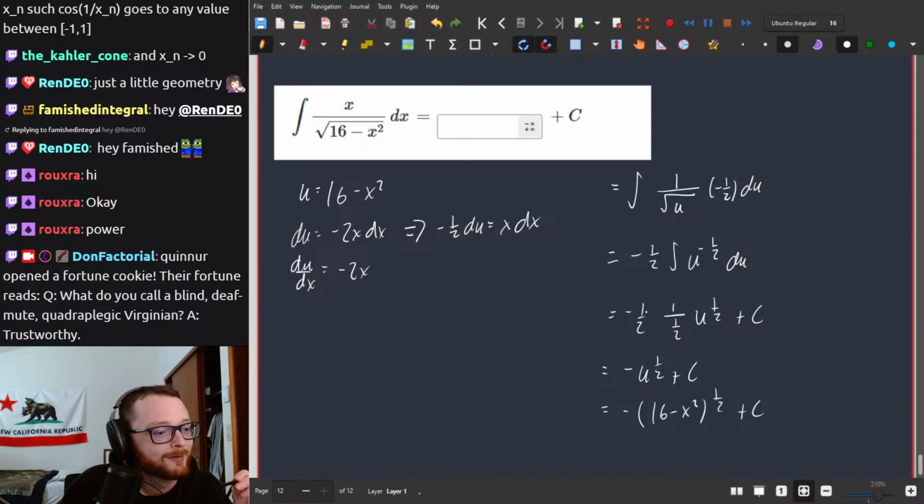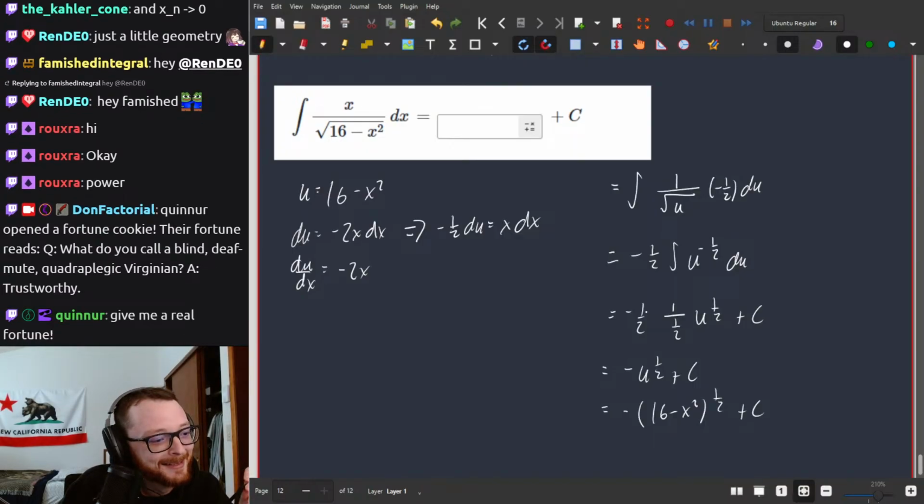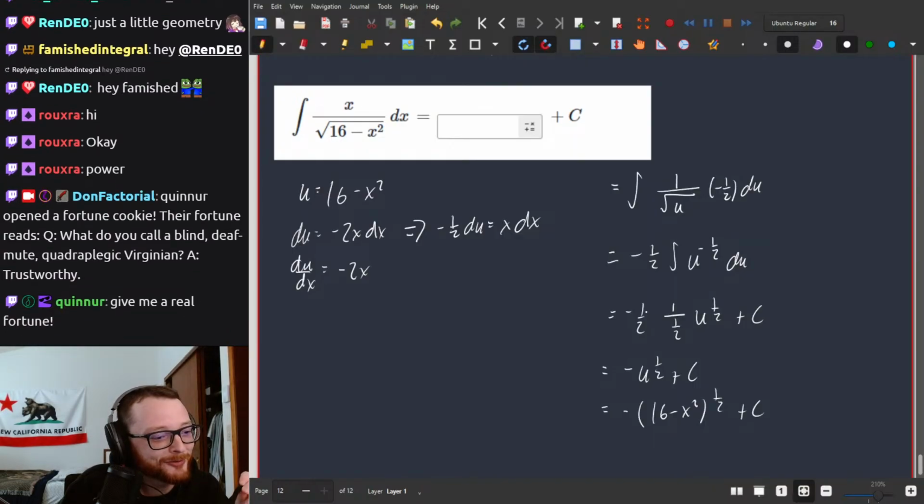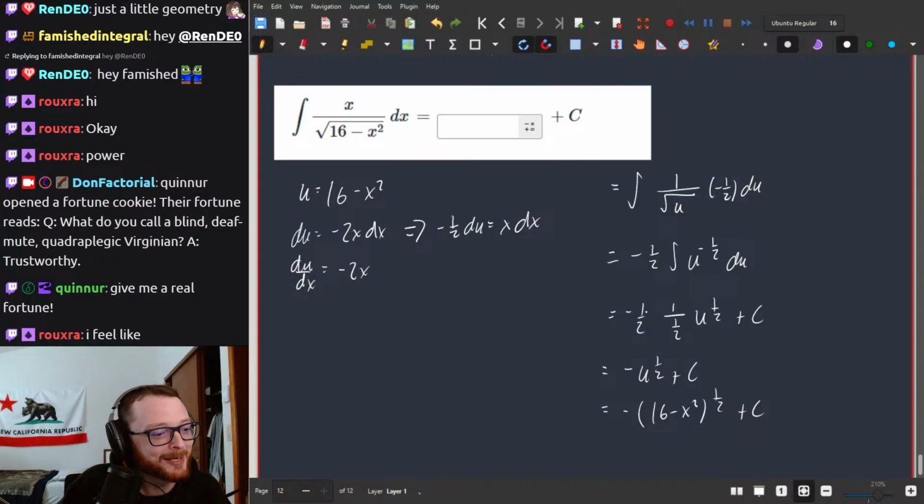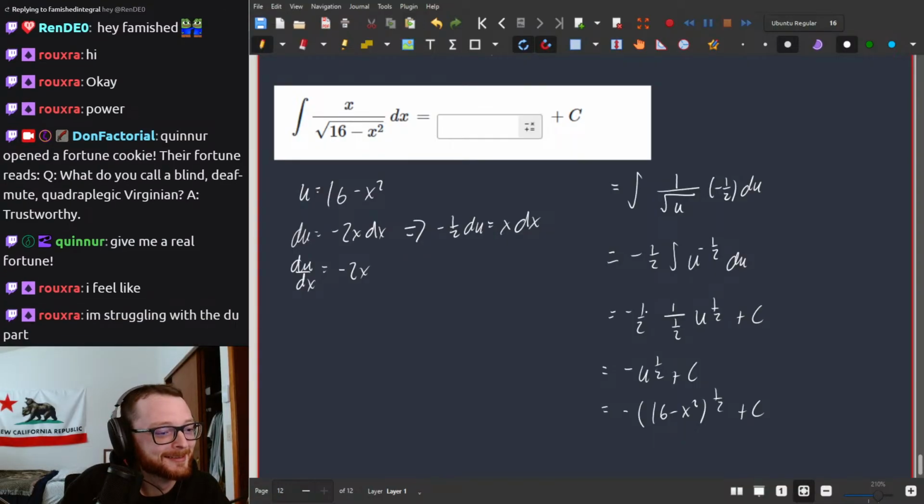Quinter. What? Trustworthy? Because you can tell them anything? That's kind of dark. I don't know why it's a Virginian, too. Yeah, that's kind of a scam. That fortune's just weird. It's probably a reference to something. It's showing us the du part. It is a little bit weird.